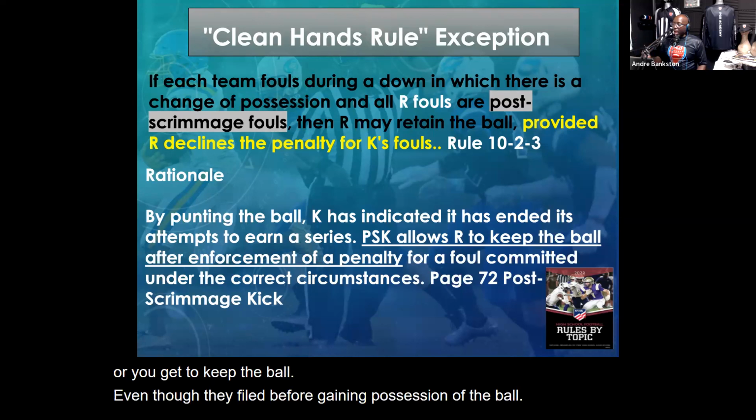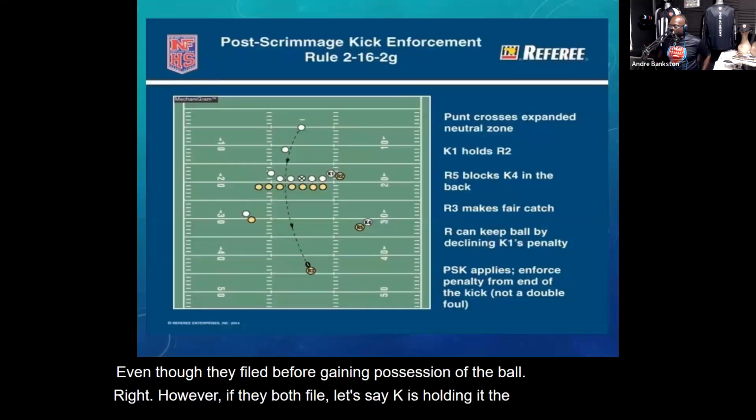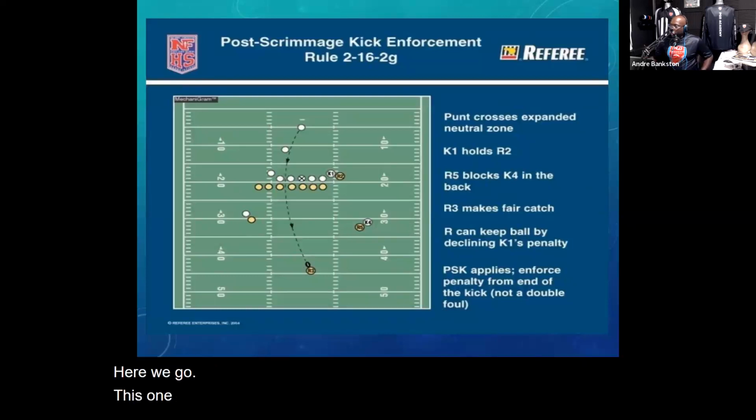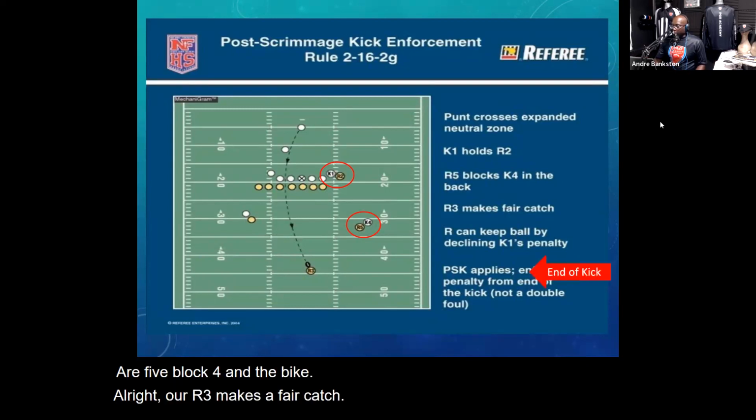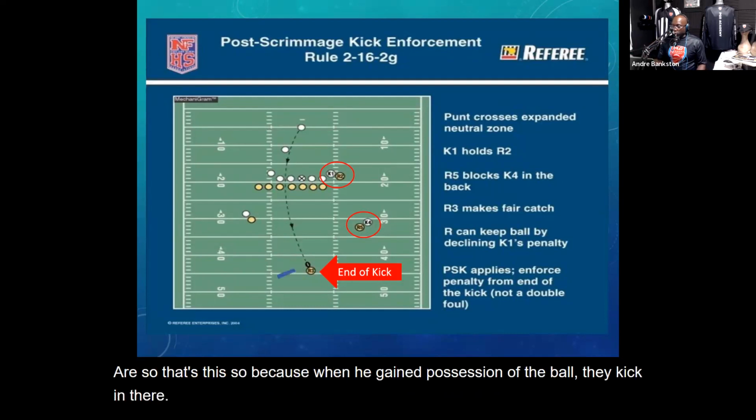Right? However, if they both foul, let's say K is holding at the line. Let's see here, we go. This one right here. So the punt crosses the neutral zone. K1 holds R2. R5 blocks K4 in the back. All right. R3 makes a fair catch. All right. So that's this. So because when he gained possession of the ball, the kick ended. Right. So we're going to throw a beanbag.